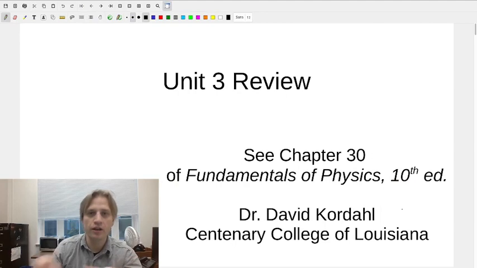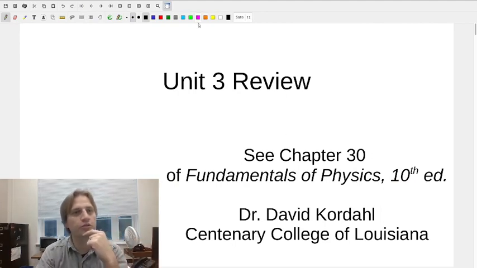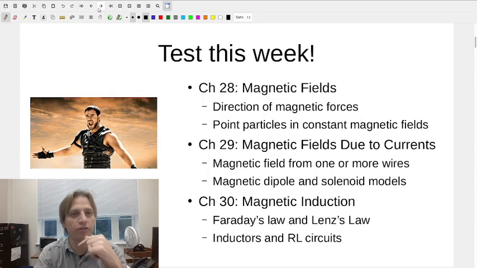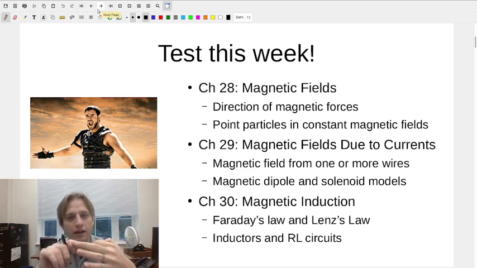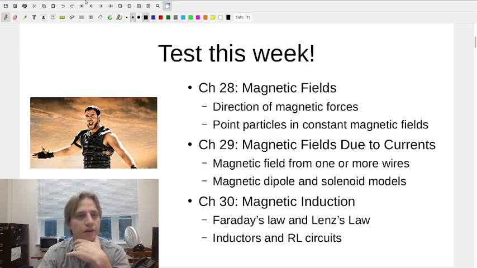Here we go. We are going to do our Unit 3 review on all things magnets and magnetism. This is over chapters 28 through 30 in your textbook. So we're going to be talking about magnetic fields, magnetic forces, and magnetic induction from Faraday's law, and a bit of inductors and RL circuit stuff at the end.